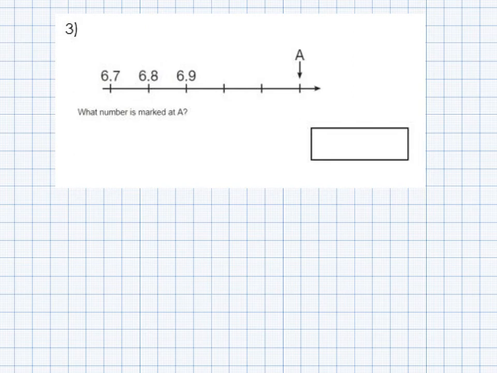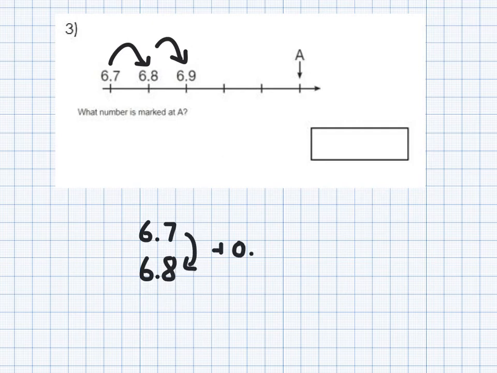We've got 6.7, and then we've got to jump to 6.8. And then we've got the same size jump all the way along. So to get from 6.7 to 6.8, we're adding a tenth to this column. So here we've got 7/10 at the top, add a tenth, and we get 8/10.